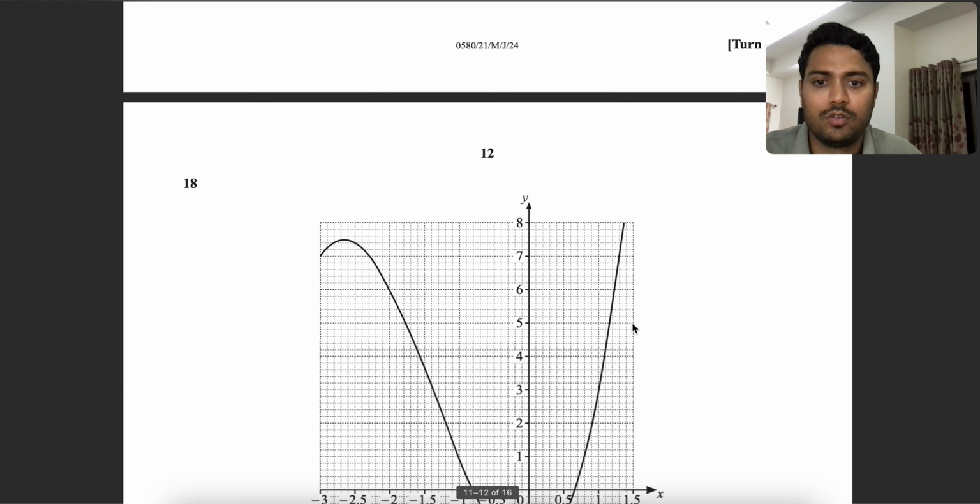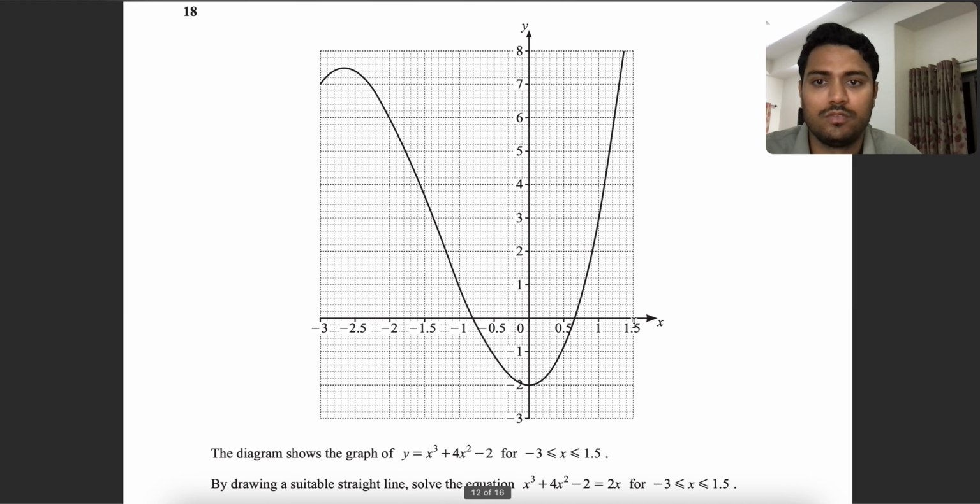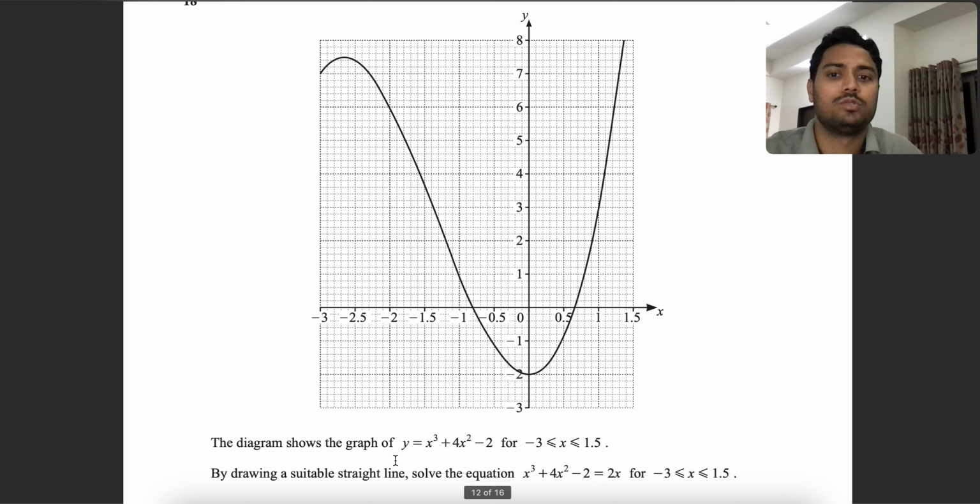Let's move on. Question number 18, based on curved graph. Let's check. It says the diagram shows the graph of y equals x cube plus 4x square minus 2 for the domain value minus 3 to 1.5. By drawing a suitable straight line, solve the equation x cube plus 4x square minus 2 equals 2x. So we have to sketch a line of y equals 2x. Simply when x will be 0, y will be 0. So 1 is here. When x will be 1, y will be 2 here.